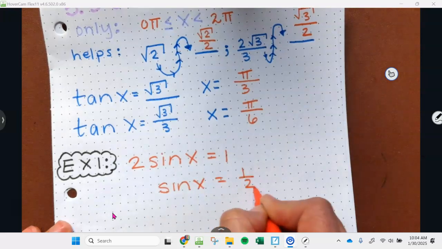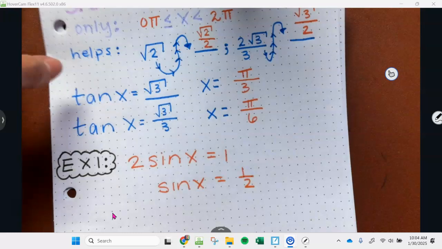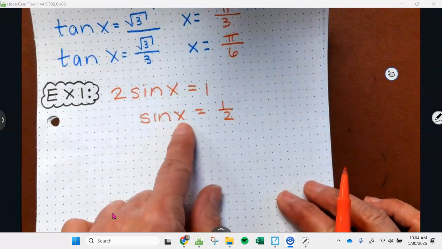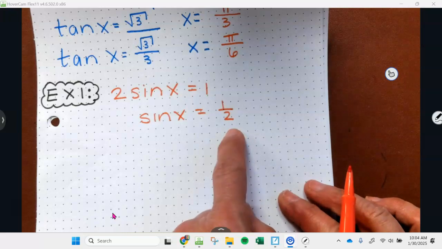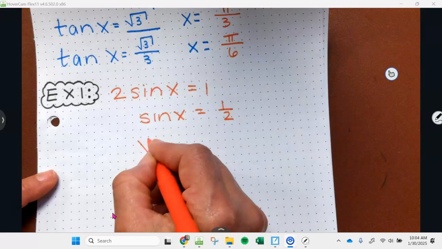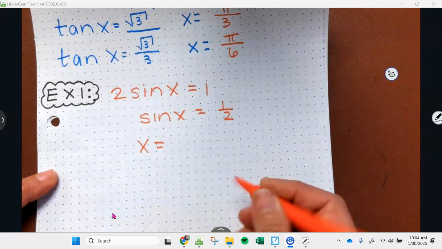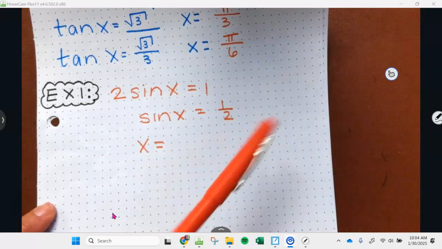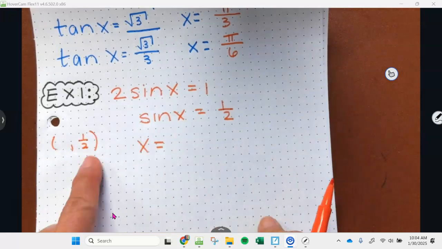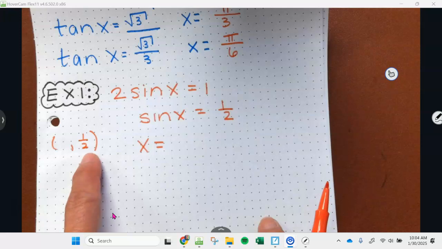equals 1/2. And what that means is kind of like the reverse of a unit circle drill. Sine of something had an answer of 1/2. So we're going to figure out what that angle was. So let's talk about this. Remember, 1/2 is a sine value. It's a y coordinate. So where do you have 1/2 for a y coordinate on the unit circle?